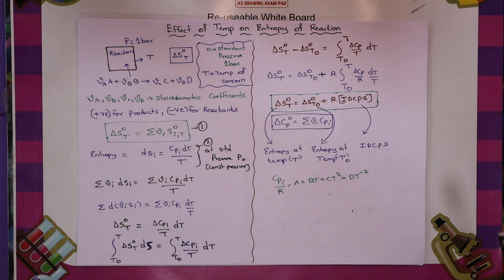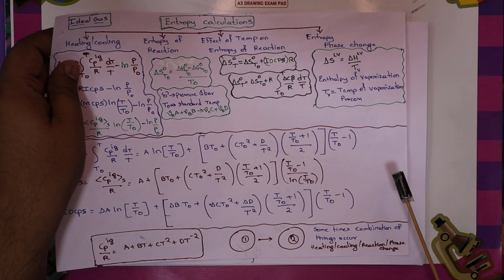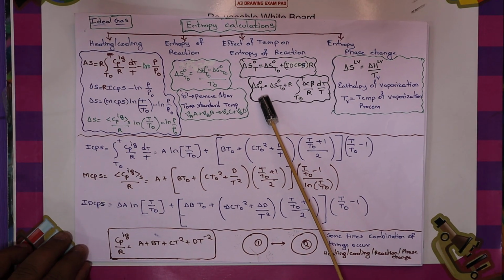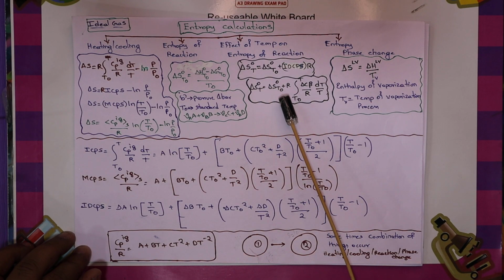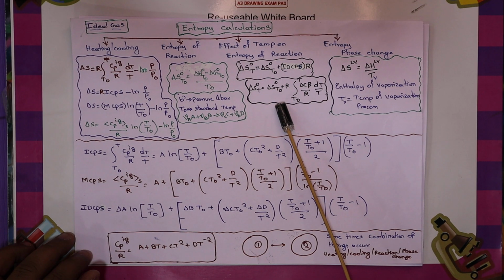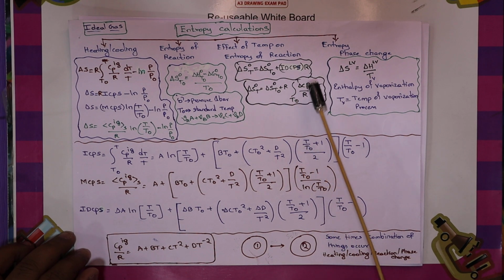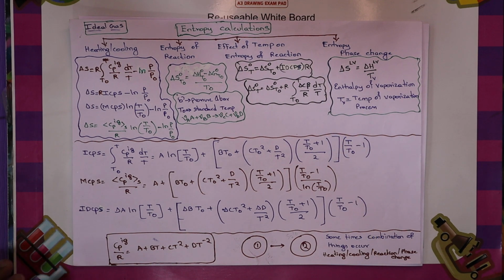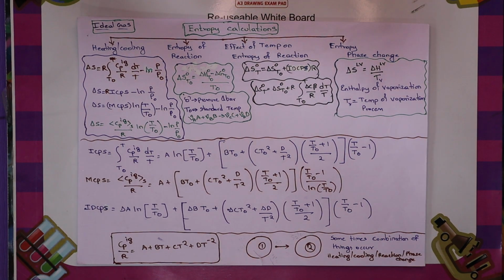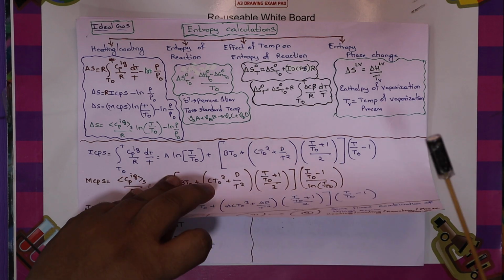Let us do that. That means we are finally getting to this particular expression, that is, change in entropy at a higher temperature or any other temperature, which is equal to change in entropy at the normal temperature plus R into integral T0 to T of delta Cp by R into dT by T. Let us go to the derivation of how to calculate the entropy at another temperature.